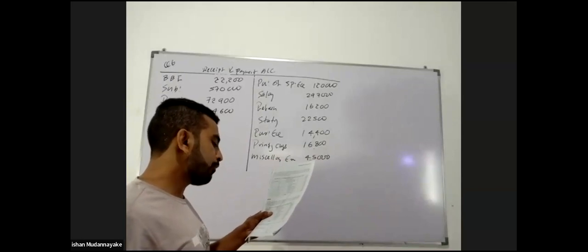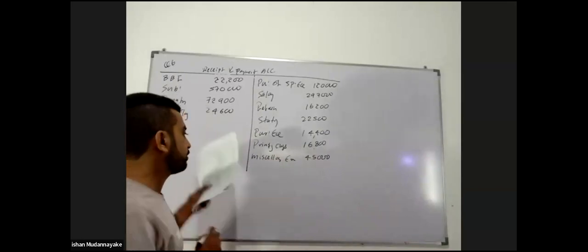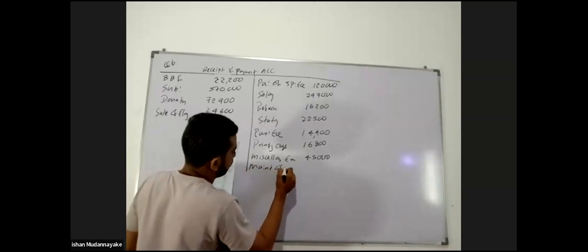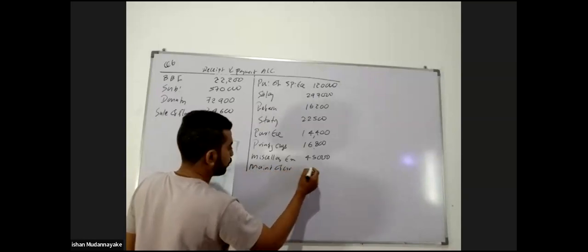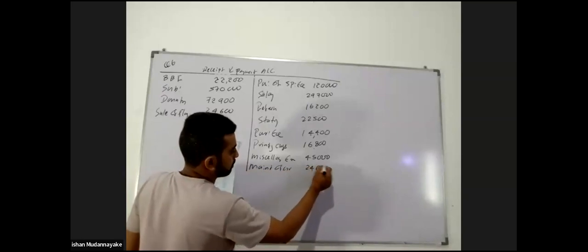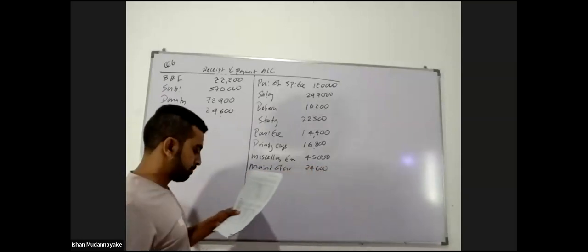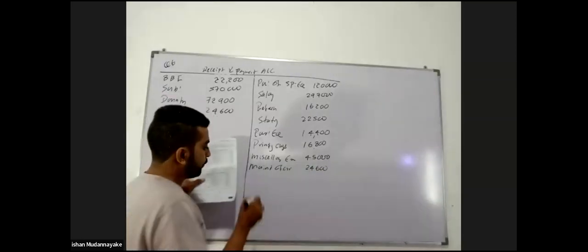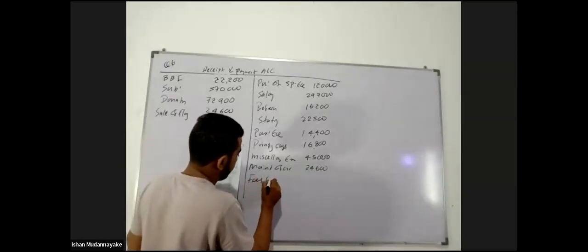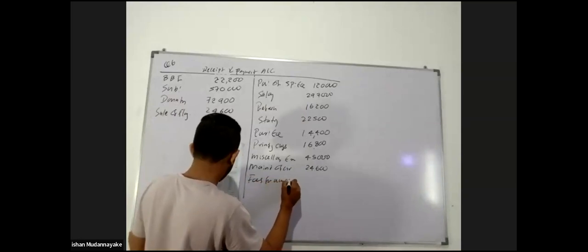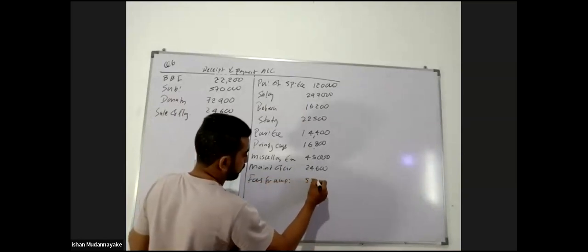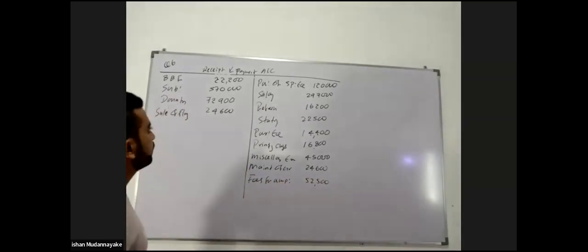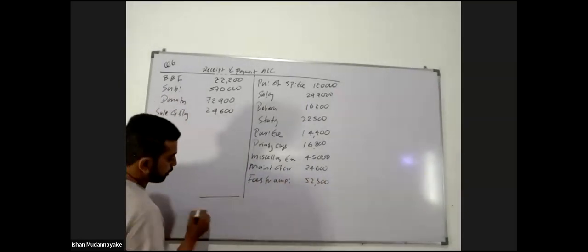And then maintenance of ground, 24,600. And then fees for umpiring, 52,500. Right. Now you need to balance off.